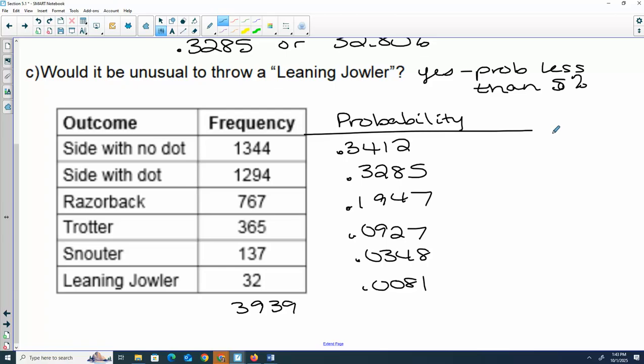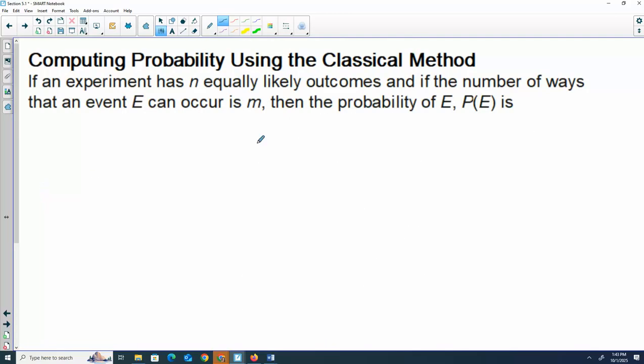All right. So do you understand empirical? It's just what happened: the number of times you saw it happen out of the total. Classical is what we think should happen. So if I'm rolling a dice, how many sides are on the dice? 6. How many of them are a 2? 1 out of 6. Does that mean if I roll the dice 6 times, I'm going to roll one 2? No. But classical is what we would expect to happen.